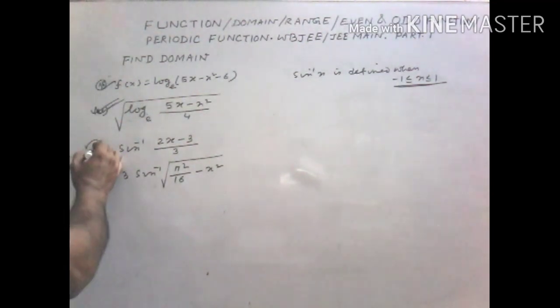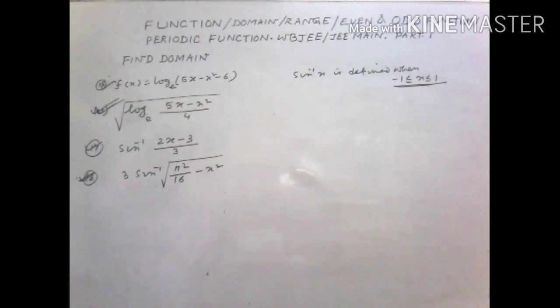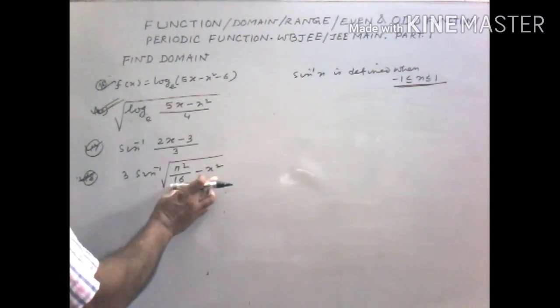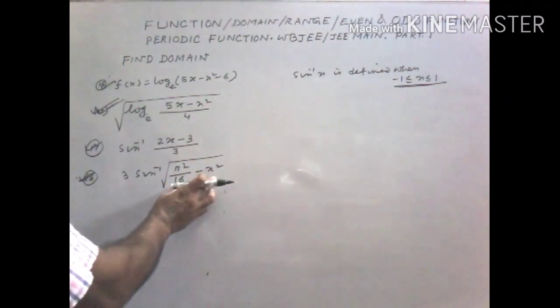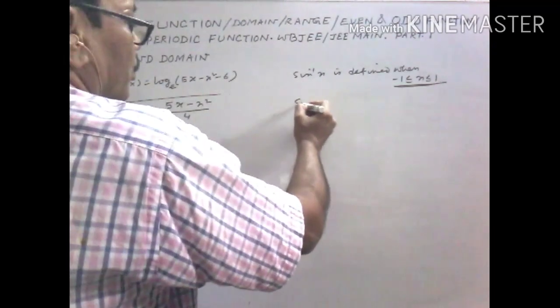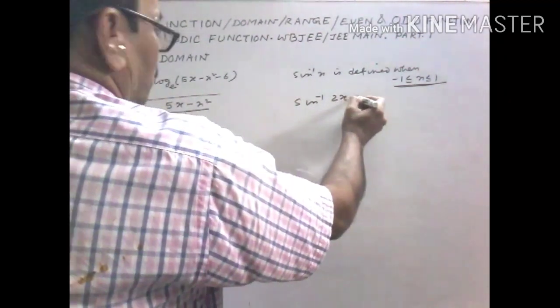So look, problems number 11, 17 and 18 are of the same type. These are 1 mark problems. It is within the root sign, so this is greater than or equal to 0. So consider problem number 17. This is a 1 mark problem.